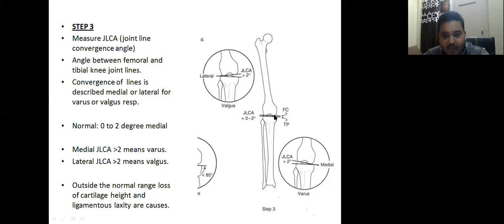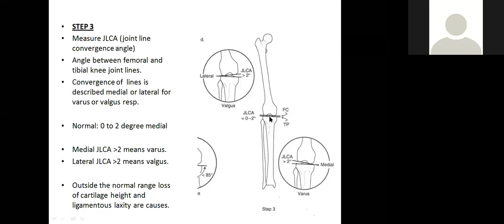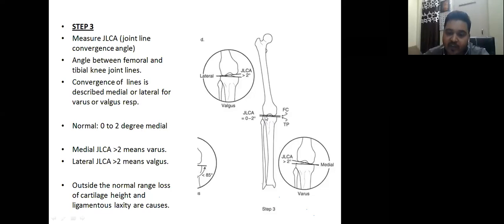The angle between the two lines is the JLCA, the joint line convergence angle. Normally it is 0 to 2 degrees medially, which means they converge on the medial side and open on the lateral side. If it is 0 to 2 degrees, it is normal. But if the medial JLCA is greater than 2 degrees, then we can say that it is varus.